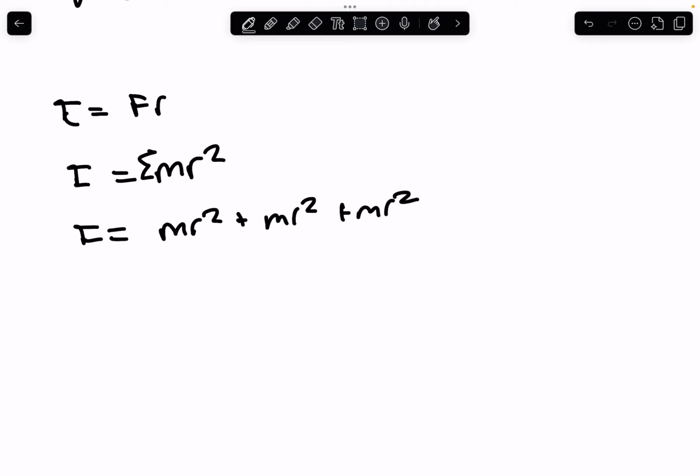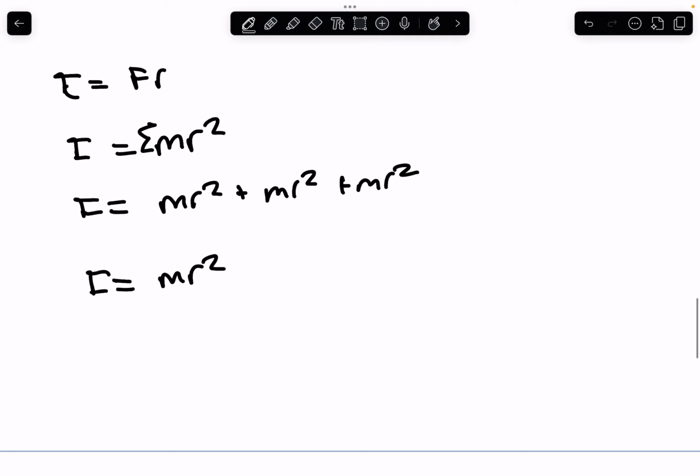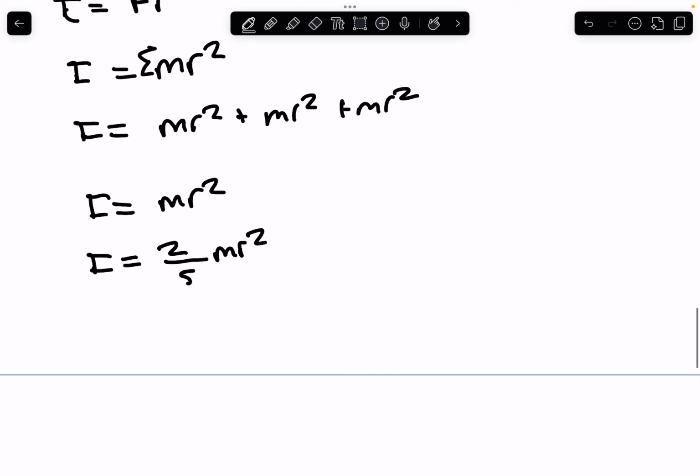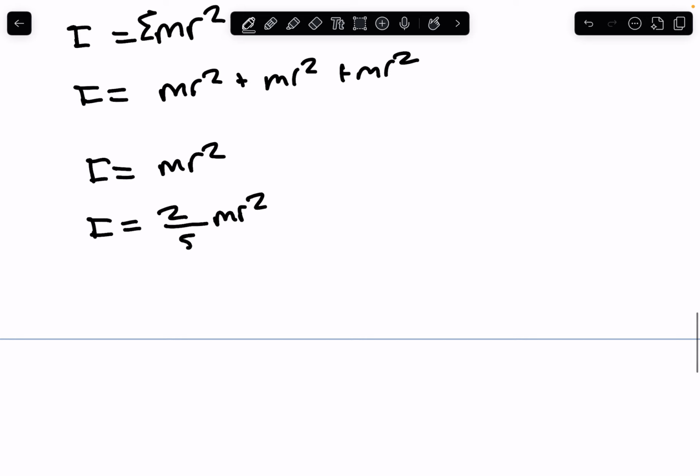Another important thing you have to know is that sometimes an object's moment of inertia is not just mr squared. It may be equal to, for example, 2 over 5 mr squared. But don't worry, if it's different from the one in the data booklet, which is I equals mr squared, in the question you'll definitely be given the moment of inertia of the object. So you don't have to worry about that.